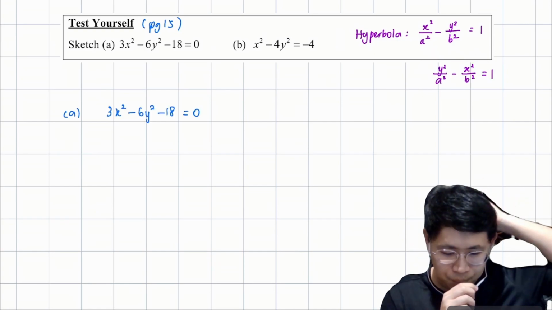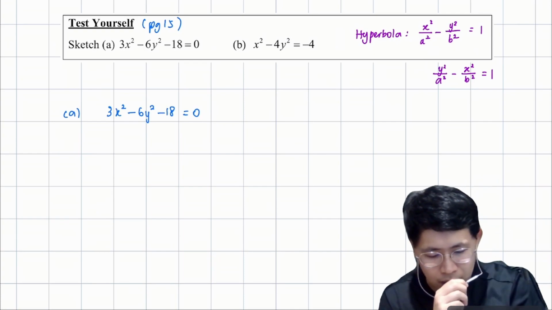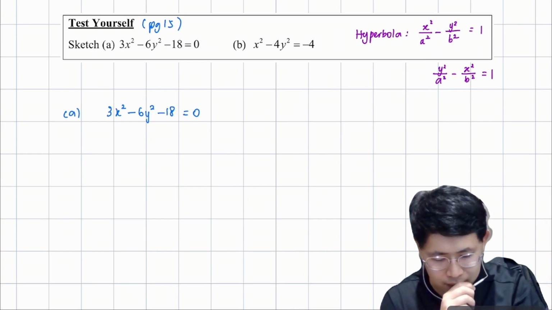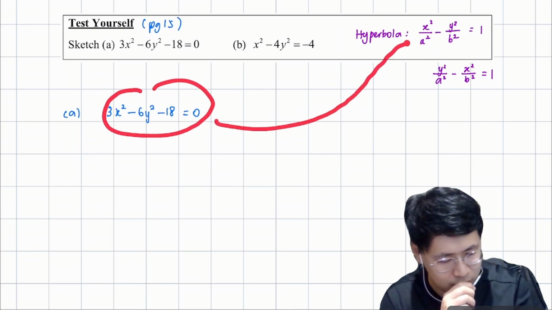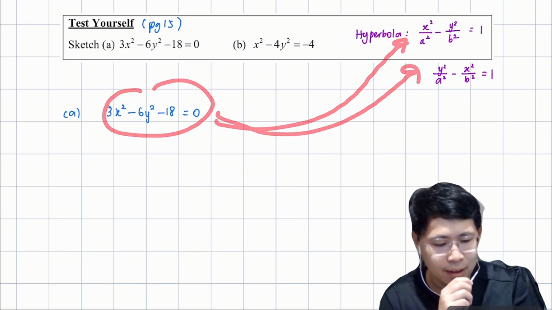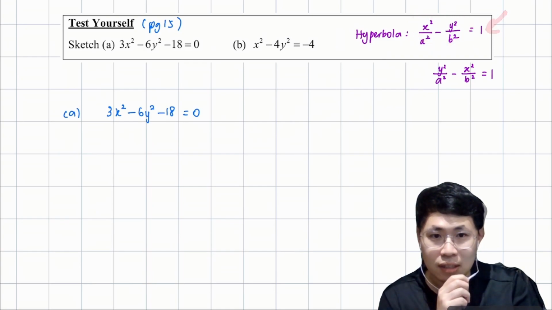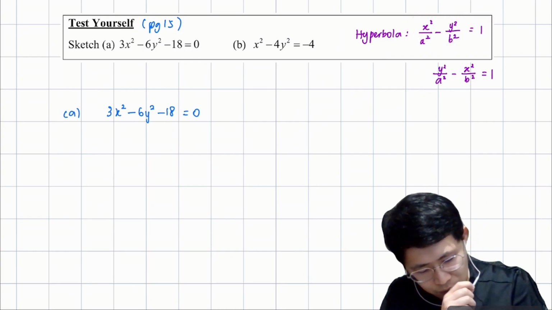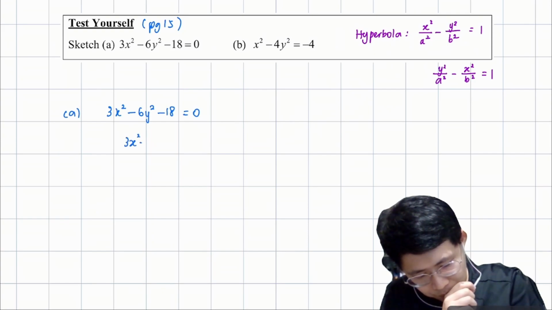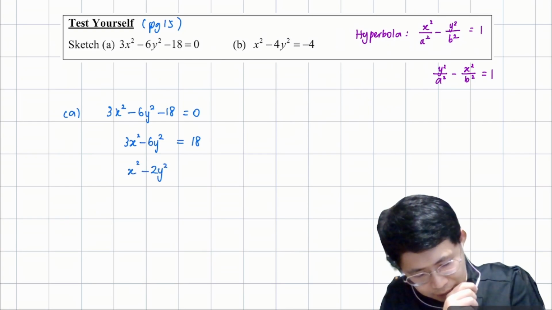Okay, so let's look at the first one for A. Now we need to transform this into either this or this form, correct? So I'm going to have a x square and y square on the left, and I need the constant term to be on the right. So let's shift the 18 to the right hand side. Equals to 18. I can divide everything by 3 first, so that I can see it better.